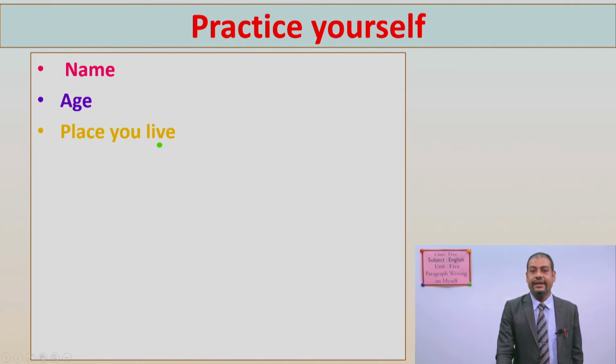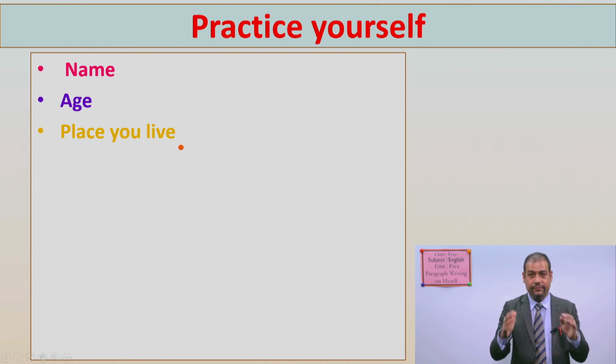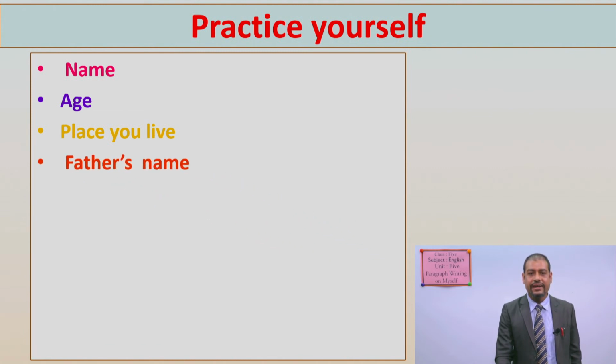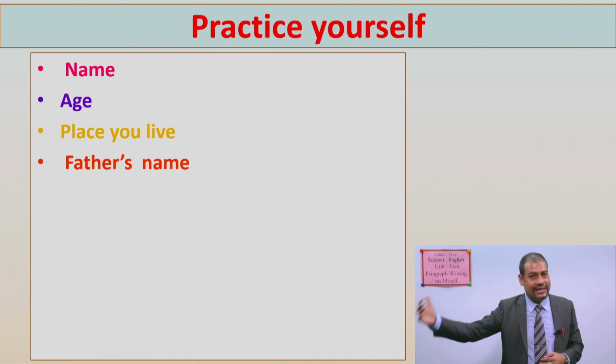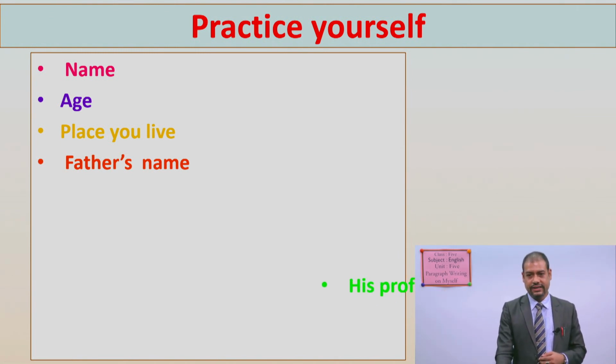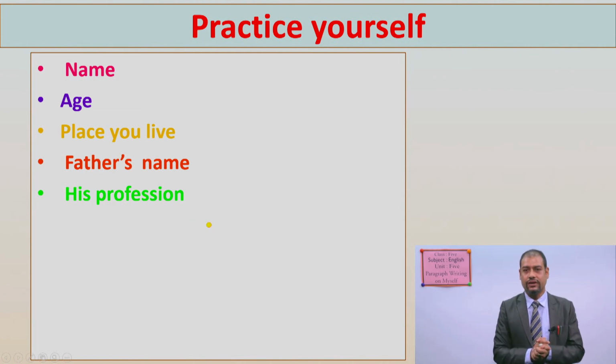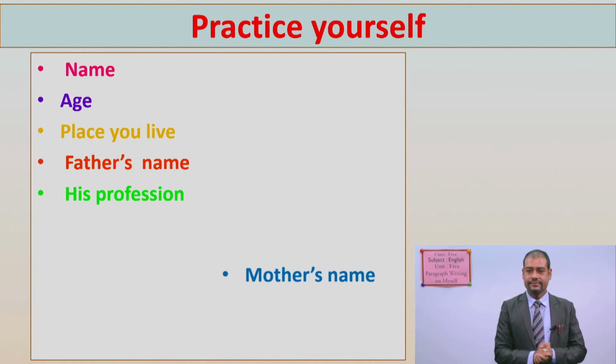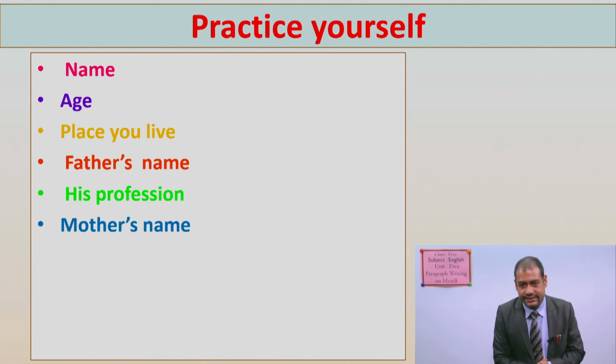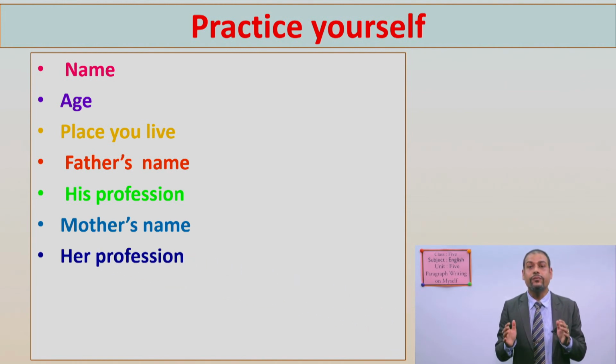Then you can write down address, the place where you live, the place where that person lives. Then you can write down your father's name, or that person's father's name, okay? Then you can write down father's profession. What does your father do? Okay? Then you can write down your mother's name. Then you can write down her profession. What does she do or work? Okay? You can write down.